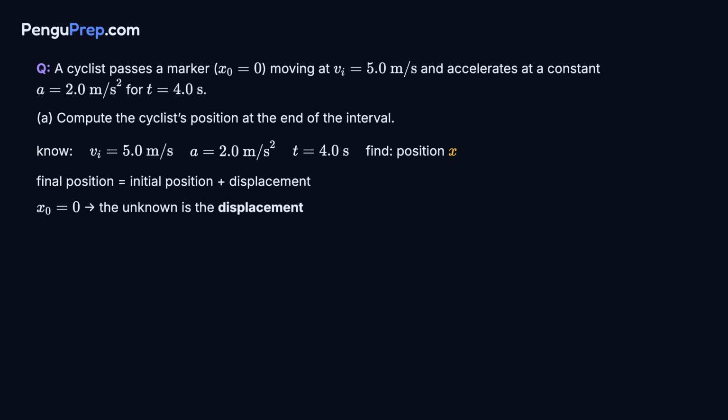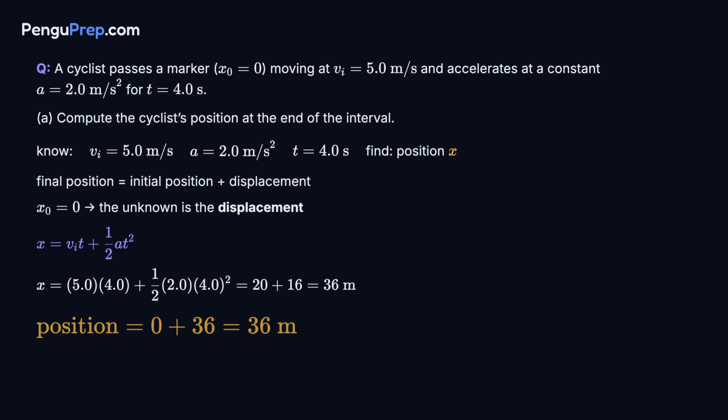Now we find the equation that contains all of the 4 variables here. What is it? It's going to be this one. So we plug in all the known variables and solve for displacement, which comes out as 36. So the final position is going to be the initial position, which is 0, plus 36, which is equal to 36 meters.